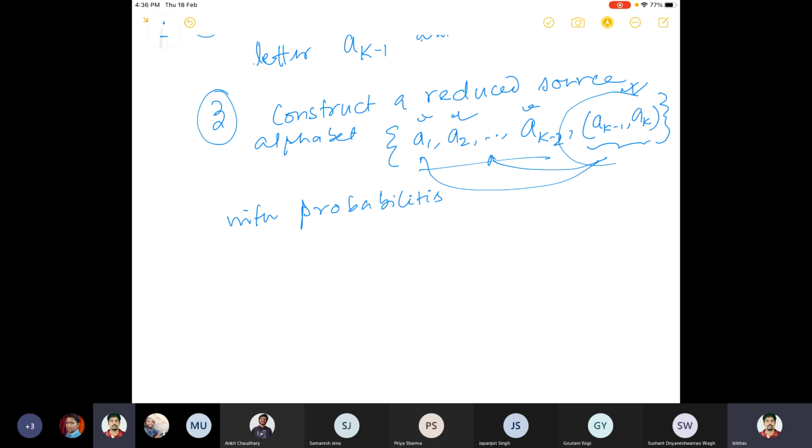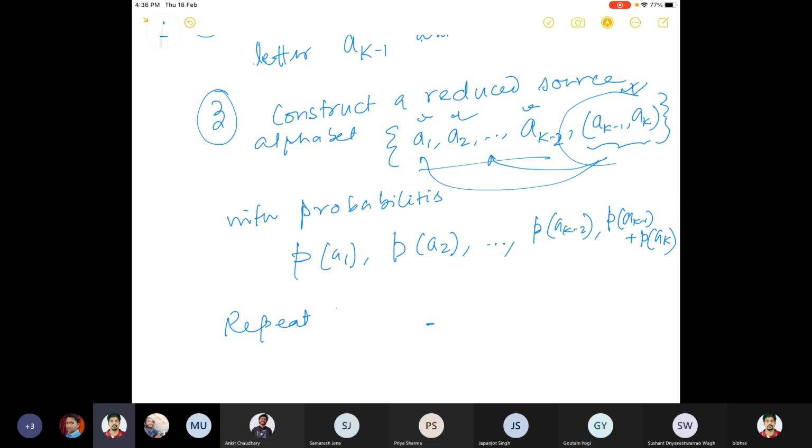Right now I can just write it this way. The probabilities, let's say P of A1. I'm not writing any order here. P of A2, and so on up to P of AK minus 2, and the last one, the probability for the last symbol, is the addition of the probabilities of AK minus 1 plus the probability of AK. Okay, and then repeat the step.